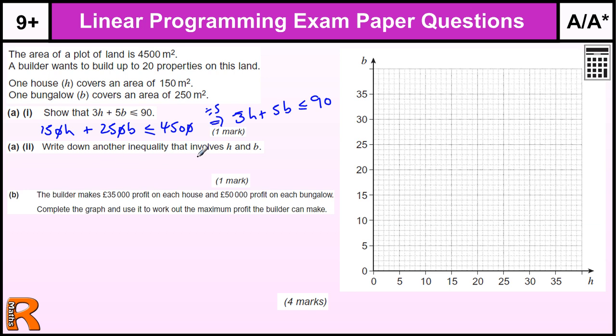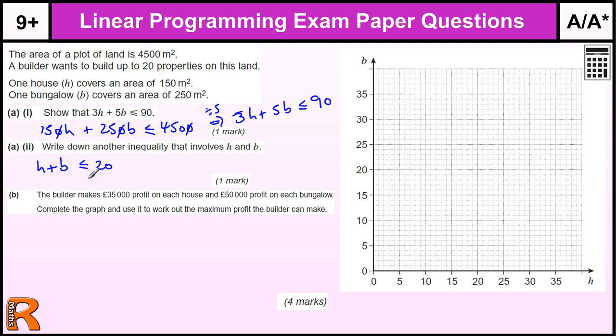Write down another inequality, very common one. The two things add up to something. This time the builder wants to build up to 20 properties, so the number of houses plus the number of bungalows is going to be less than or equal to 20 because he wants to build up to, he doesn't want to build more than 20. So if the builder makes £35,000 profit on each house and £50,000 profit on each bungalow, complete the graph and use it to work out the maximum profit the builder can make.